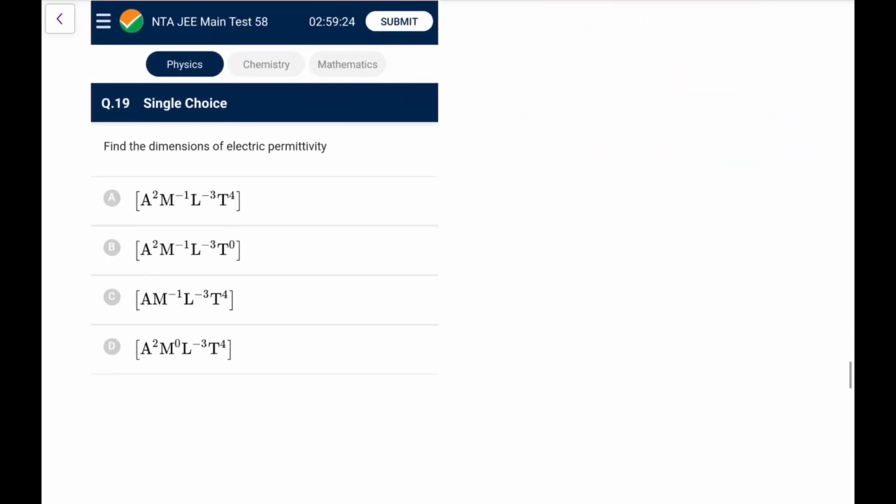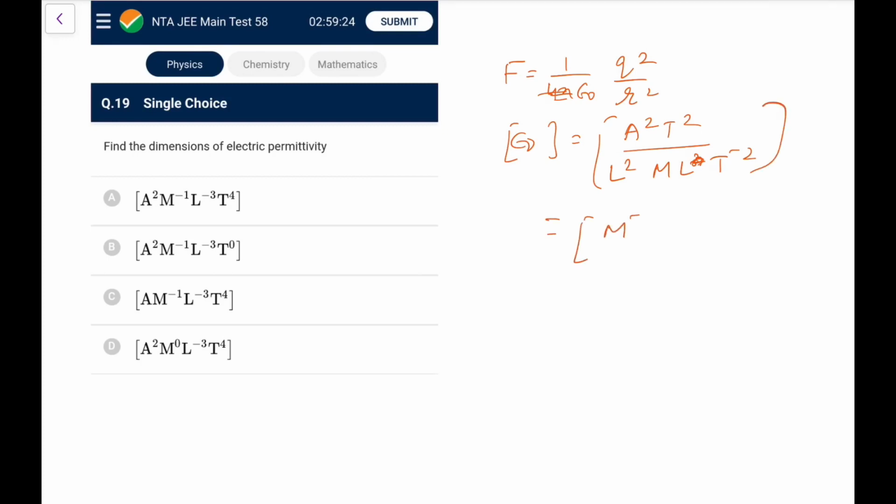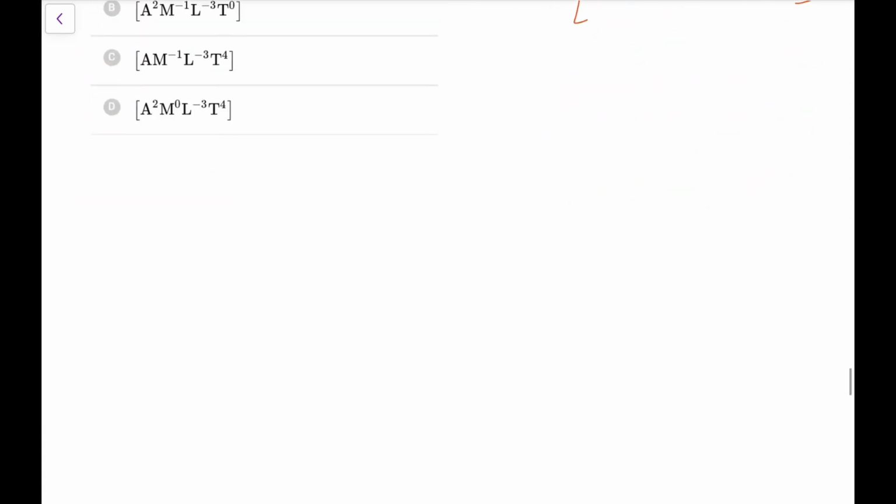Next one. Find the dimensions of electrical permittivity. What is electrical permittivity? That is epsilon naught. You must have done this question. What we write for epsilon naught: I should write F as 1 upon 4 pi epsilon naught, q square by r square, like this. So 4 pi is dimensionless. The dimension of q square is A square T square, r square is L to the power 2, F is M L T minus 2. So now what we will have: M minus 1, L minus 3, T4 and A2. So A2, M minus 1, L minus 3, T4. So the first one is the correct choice. Go for option A. Next one.